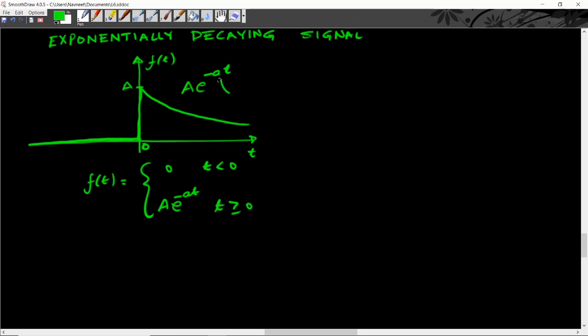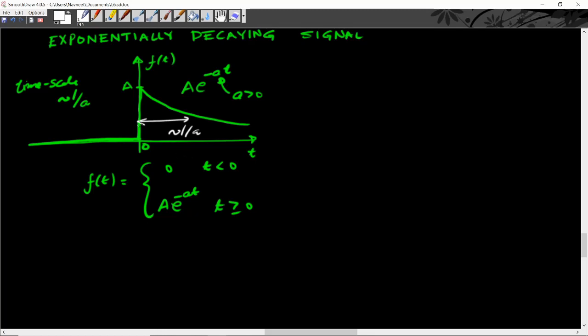And this constant a we'll consider to be greater than 0. So a is actually the rate at which this exponential signal decays, or in other words, the time scale for the signal to decay is 1 over a. That means the width of this signal in time domain scales as 1 over a.